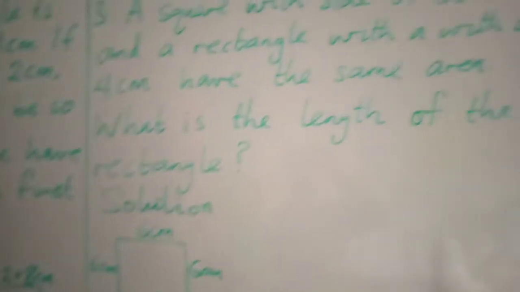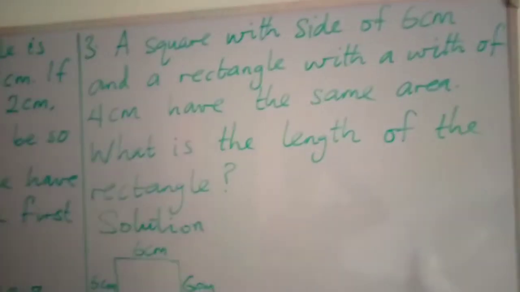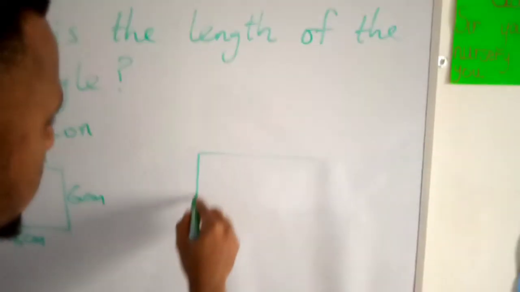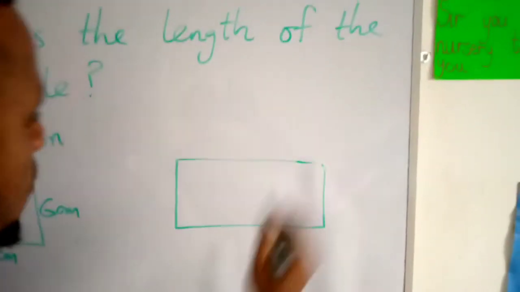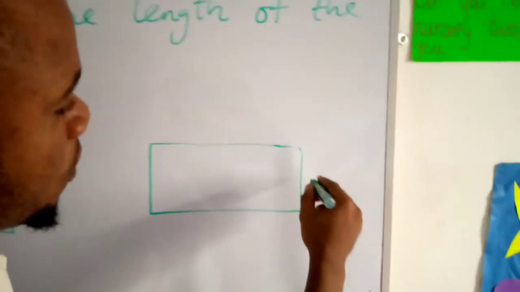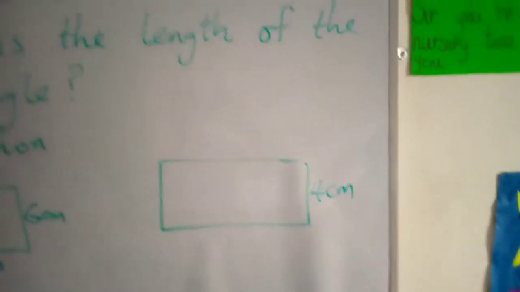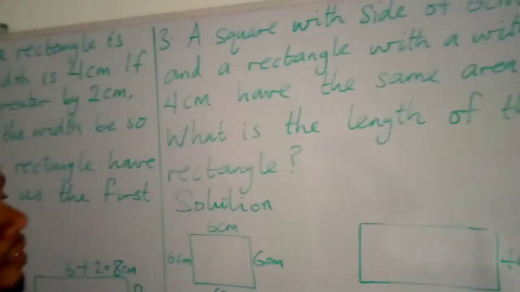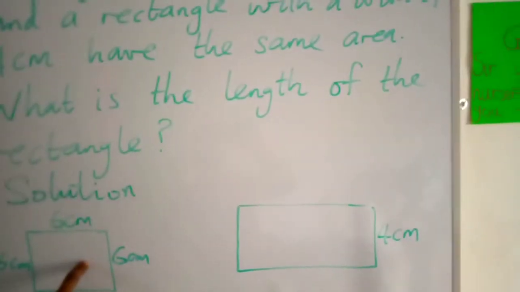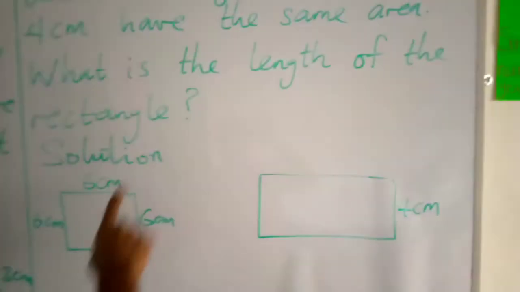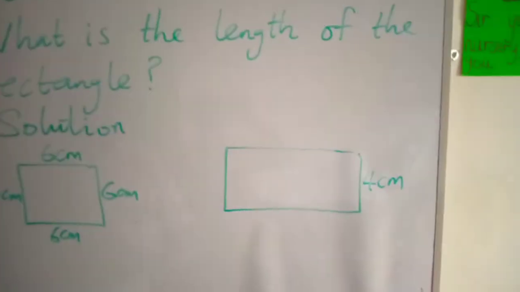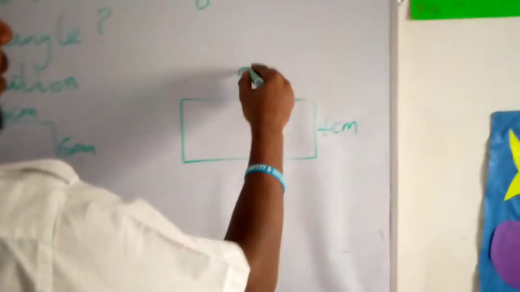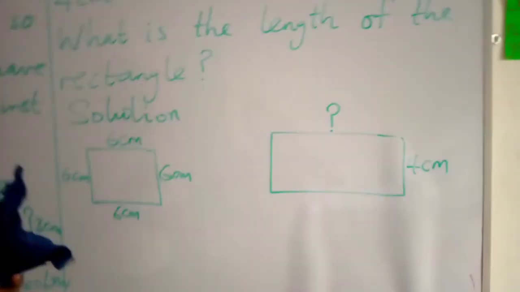Remember? And a rectangle with a width of 4. Let me put down the rectangle here. The rectangle has only what? We are given the width, no length yet. They have the same area. That means the area of this is the same as the area of this. If this is 50 as the area, this must be 50 also. What is the length of the rectangle? We are asked to look for the length of this rectangle.